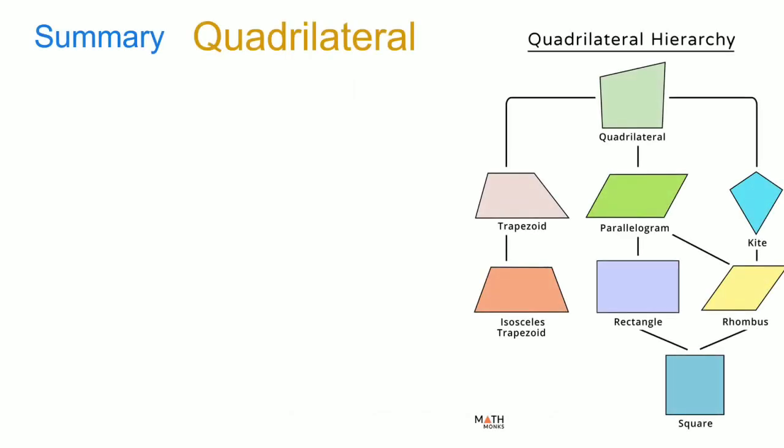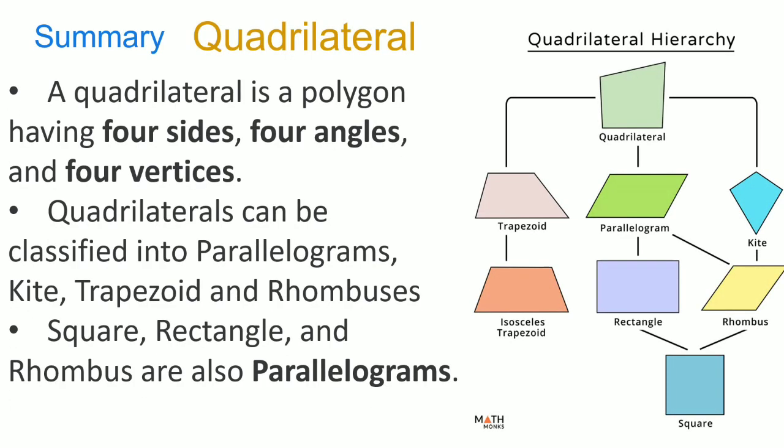And so to summarize, a quadrilateral is a polygon having four sides, four angles, and four vertices. Quadrilaterals can be classified into parallelograms, trapezoids, and rhombuses. Square, rectangle, and rhombus are also parallelograms. For group activity, or you can have it individual, you can have it at your home, or in your classroom. Have fun with this activity to make sure that you really understand the topic that we have today.